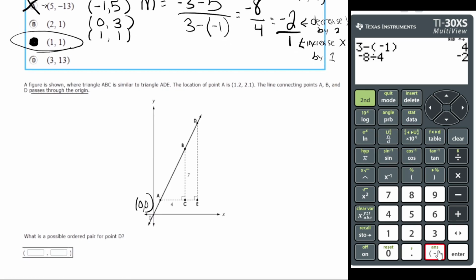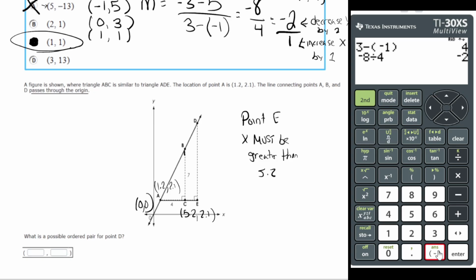So there's two things you have to realize. Point A is 1.2, comma 2.1. That would mean that point C, which is 4 to the right, would be 5.2, comma 2.1. Point E is past point C, which means that the x value of point E must be greater than 5.2. Doesn't matter what it is. It just has to be greater than 5.2.